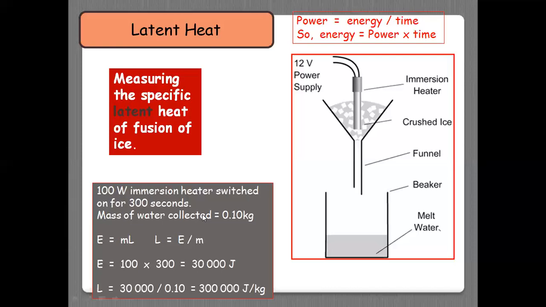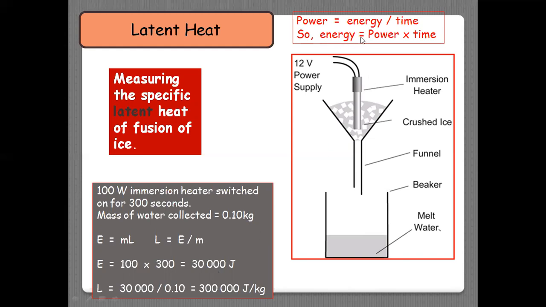The summary of this experiment: E equals M times L, and we need to measure L. So we have to rearrange the formula, so L equals E over M. Since E equals, for example, 100 watts times 300, which is the time taken, this is the energy.